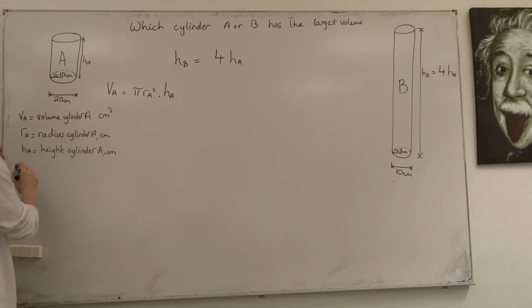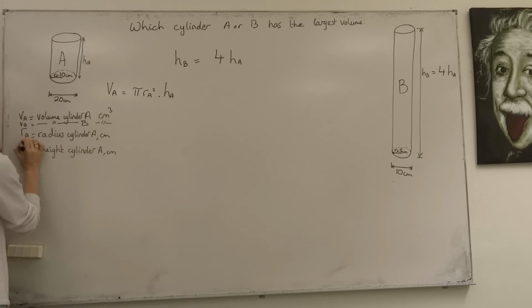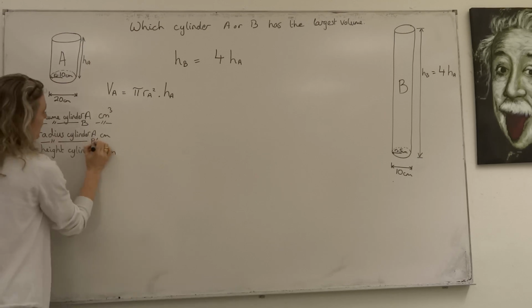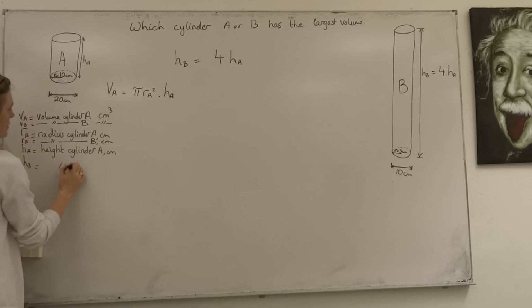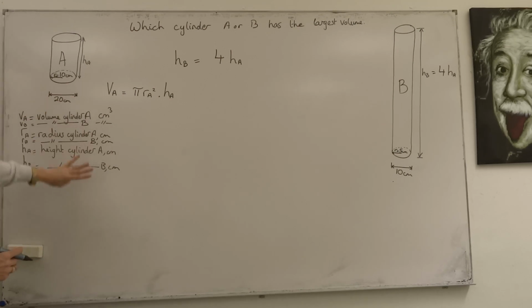And for cylinder B, VB, well, let's actually just write it underneath here. VB is going to be the volume of cylinder B in centimetres cubed. RB is going to be the radius of cylinder B in centimetres. And HB is going to be the height of cylinder B in centimetres. So it doesn't take long to define our terms, but it does mean that now we can use formulas throughout because we've defined what all of these letters mean in the beginning of our question.